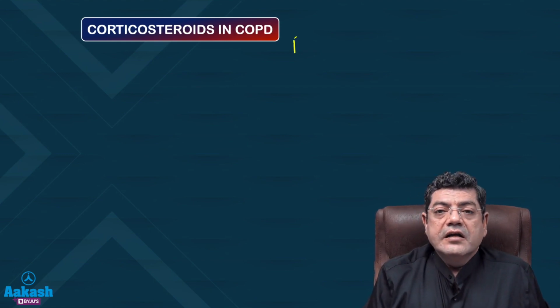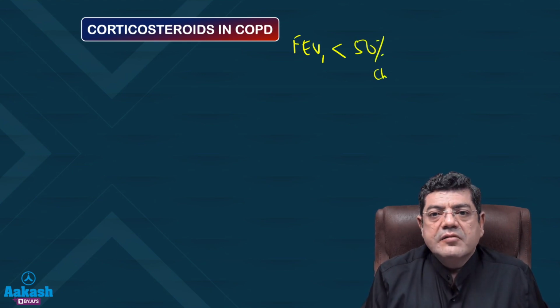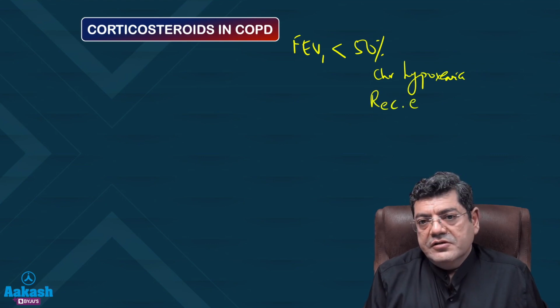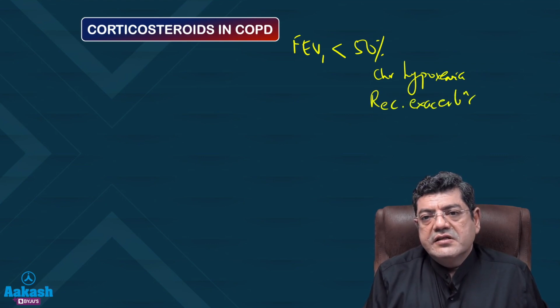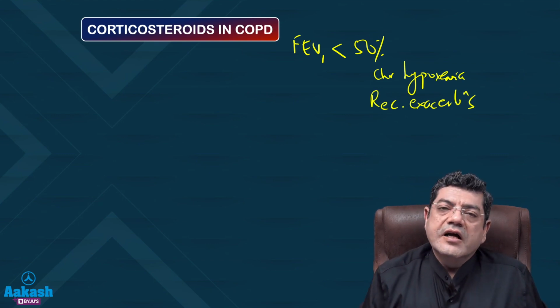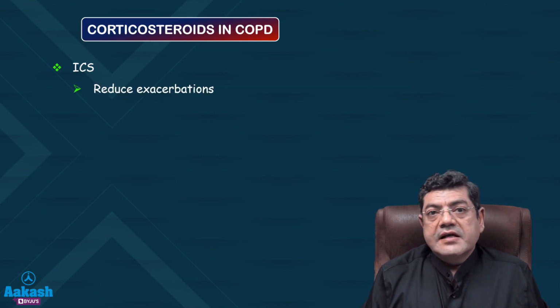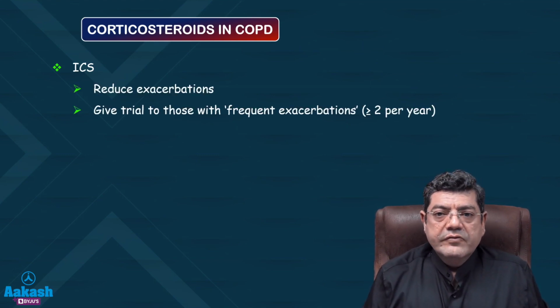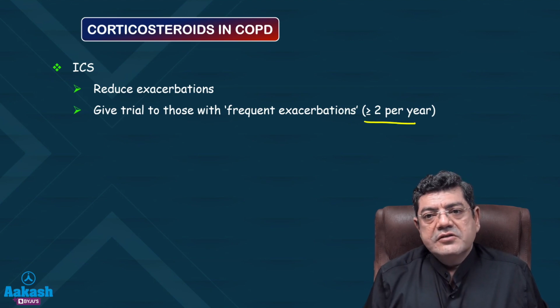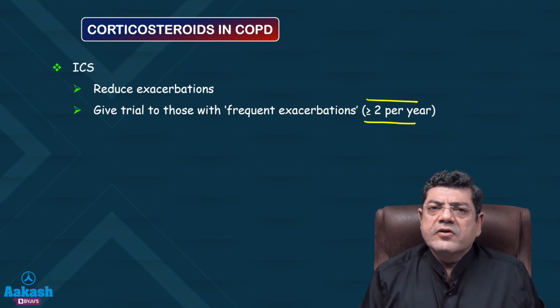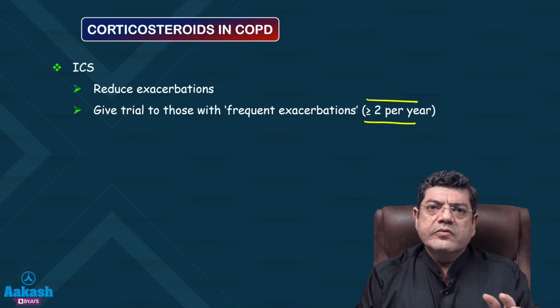Corticosteroids, see what happens is when the FEV1 goes to less than 50%, that's when they develop two things. They develop chronic hypoxemia and they start to have recurrent exacerbations. So these patients, stages 3 and 4 on the GOLD staging of COPD, are candidates for inhaled corticosteroids because they will reduce exacerbations of COPD, right? So we give them to those with frequent exacerbations, and a frequent exacerbation of COPD for any purpose. What is the definition of frequent exacerbations?